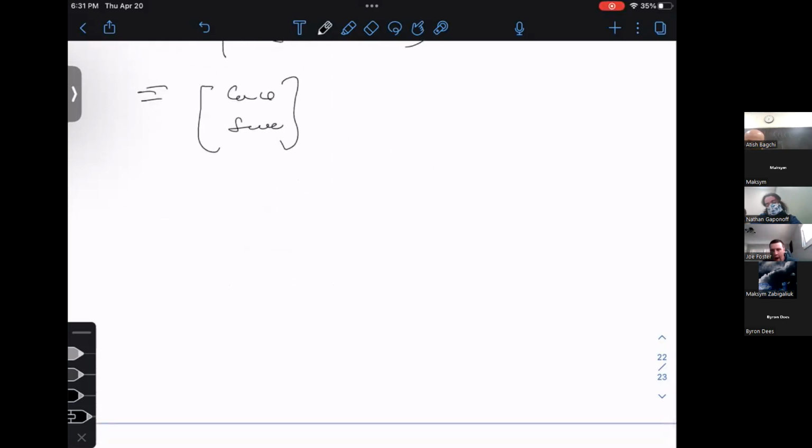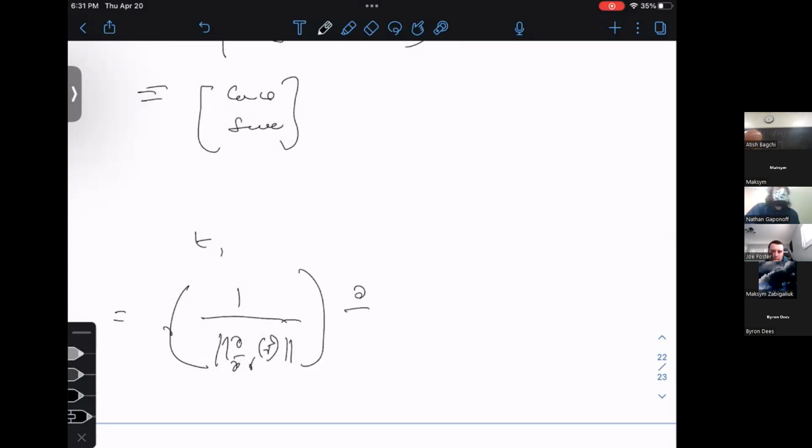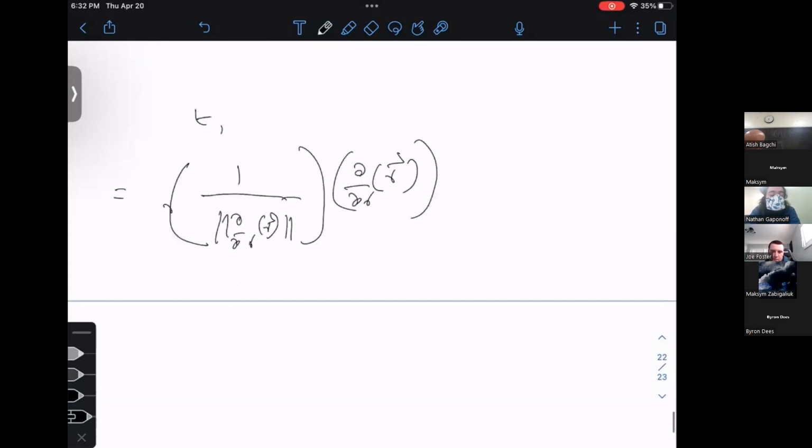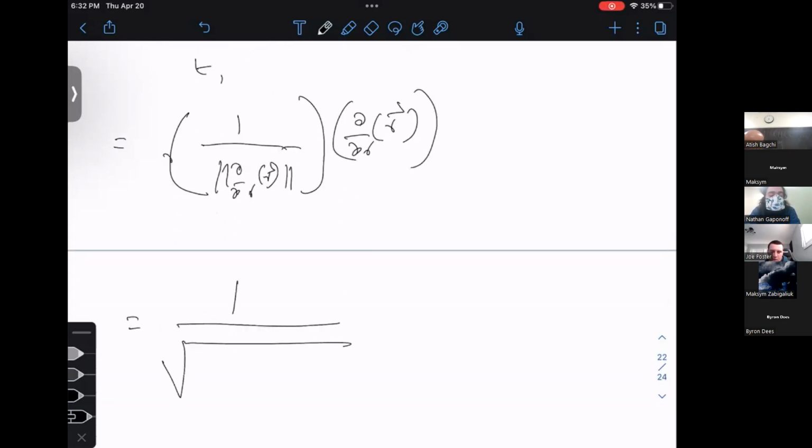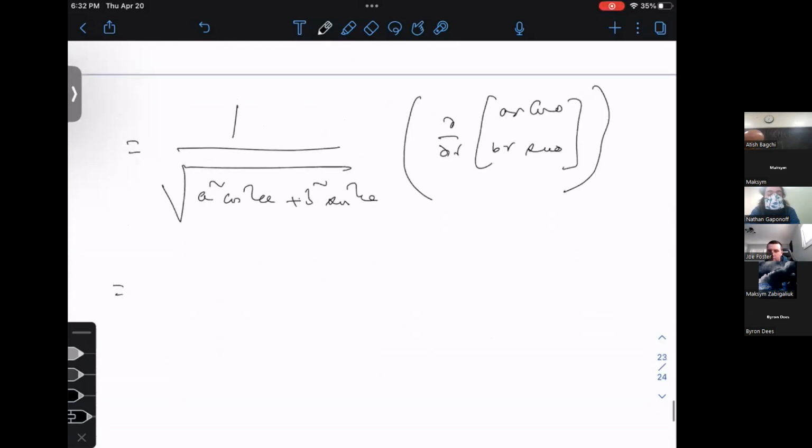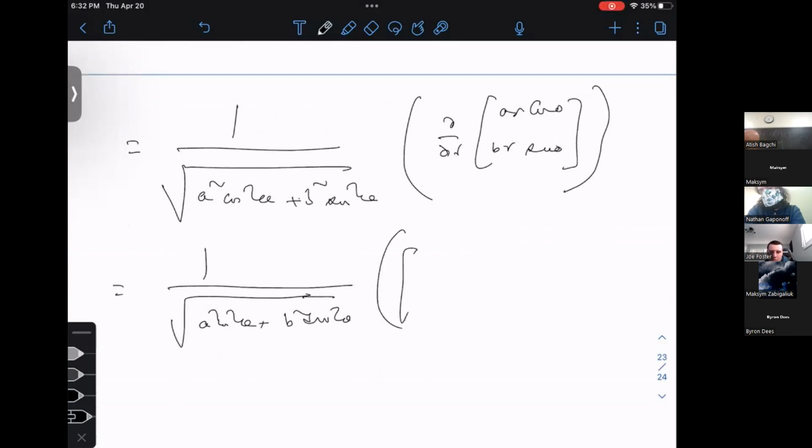In this case, T1 is equal to 1 over the norm of del R, which is equal to 1 over the square root of A squared cosine squared theta plus B squared sine squared theta. I think that's what it was. Del R of (AR cosine theta, BR sine theta). So this is equal to 1 over the square root of A squared cosine squared theta plus B squared sine squared theta, times (A cosine theta, B sine theta).